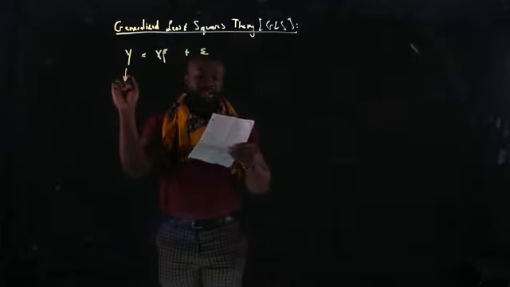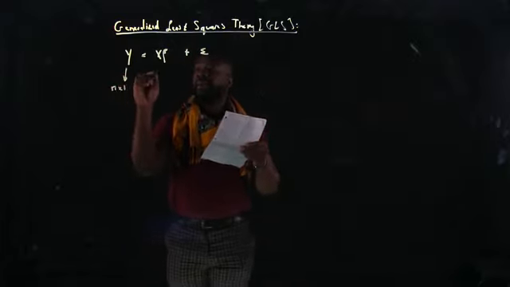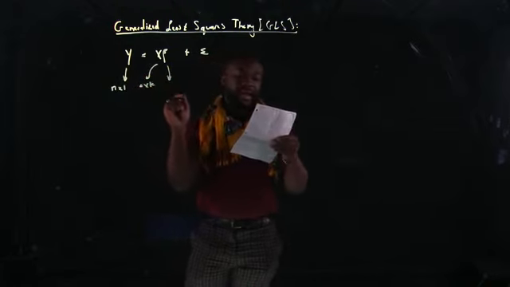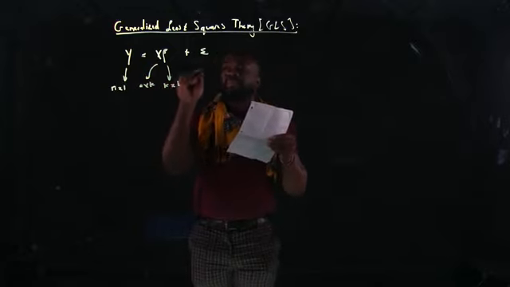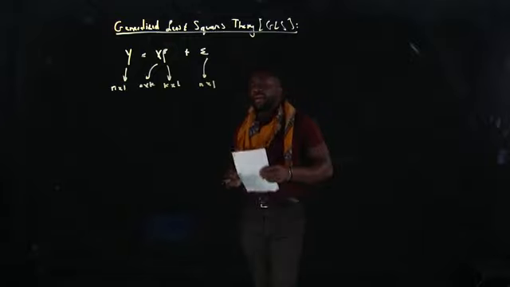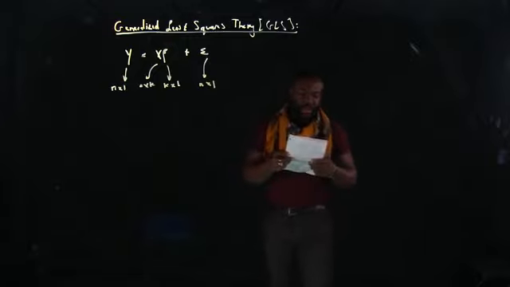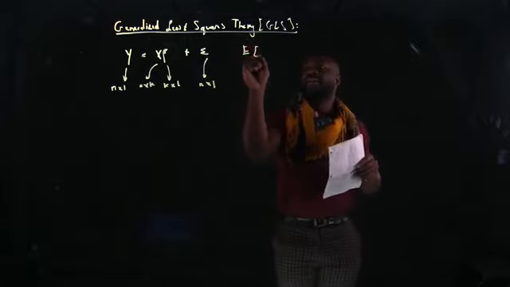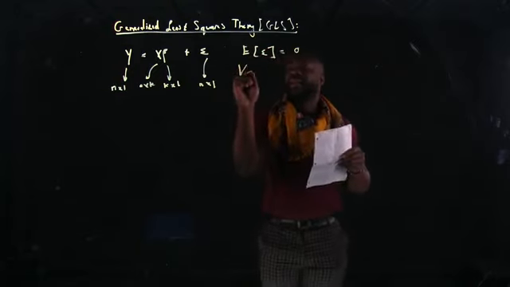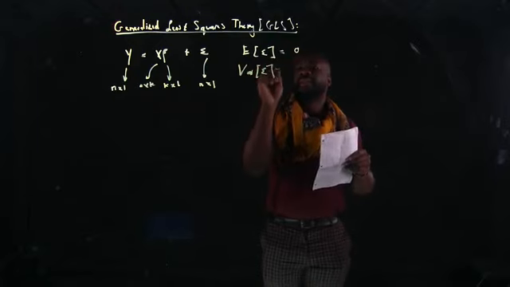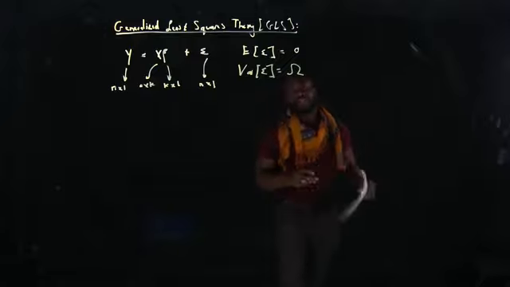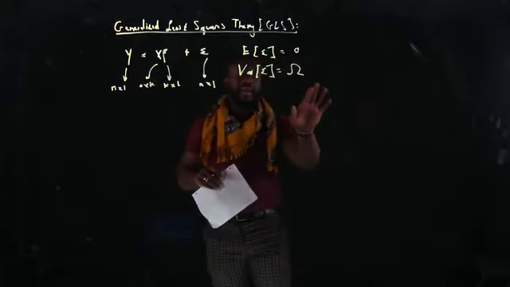Let's give the dimensions: y is n by 1, X is n by k, beta is k by 1, and our error term is n by 1. Under our general Gauss-Markov assumptions, the expectation of our error is equal to 0, and the variance of our error is equal to omega. Obviously, under Gauss-Markov assumptions the variance of our error is homoscedastic.